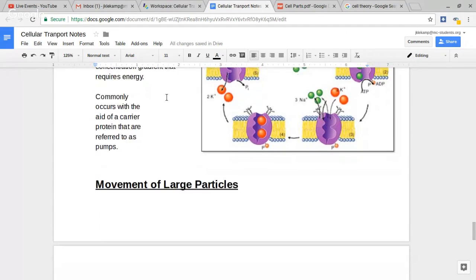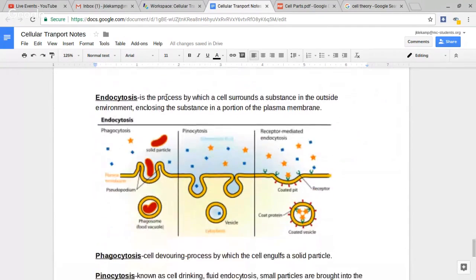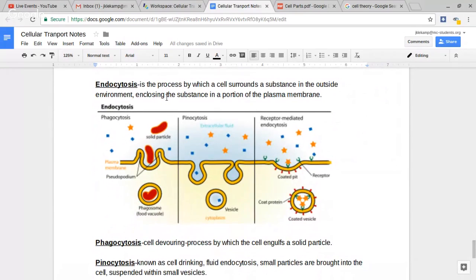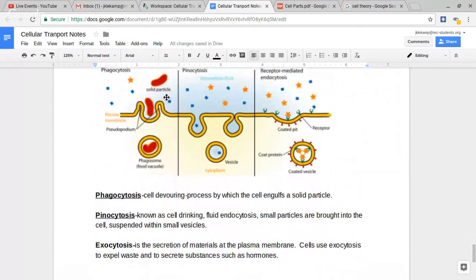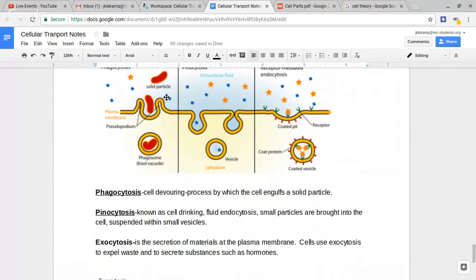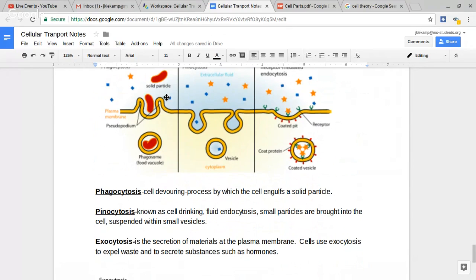Another form of active transport is when we talk about movement of large particles in and out. Remember, bringing particles in is what we call endocytosis. This is the process with which the cell surrounds a substance on the outside of the environment, enclosing the substance in a portion of the plasma membrane, creating a vesicle and bringing it into the cell. So endo means in. We have two different types that we talked about. There is phagocytosis, which is cell devouring, and it engulfs a solid particle. And then we have pinocytosis, which we like to call cell drinking. It's actually fluid endocytosis, where small fluid is brought into the cell.